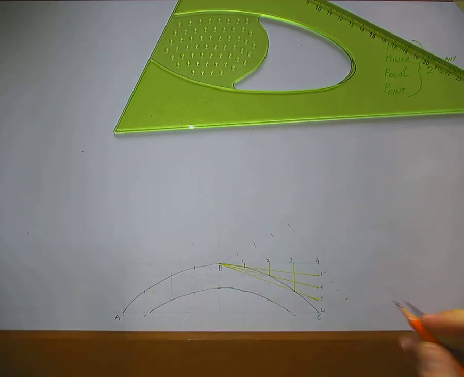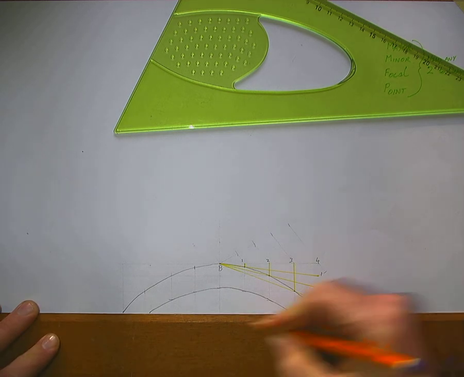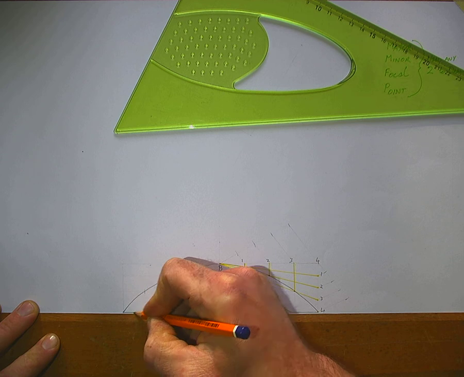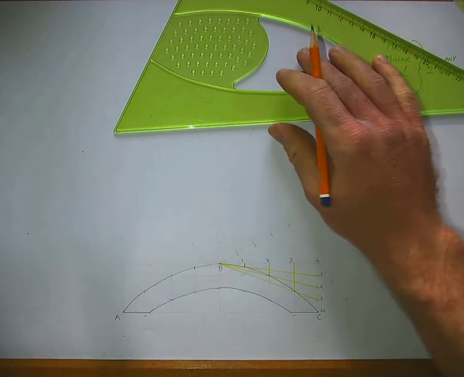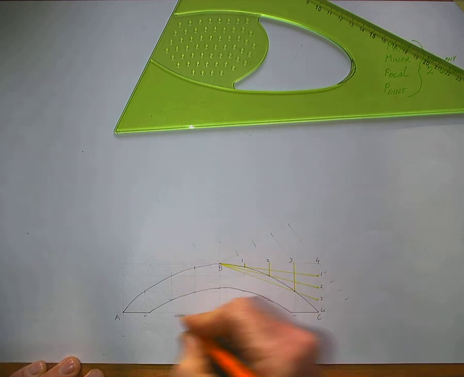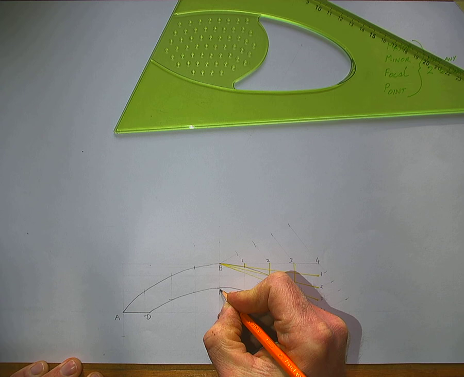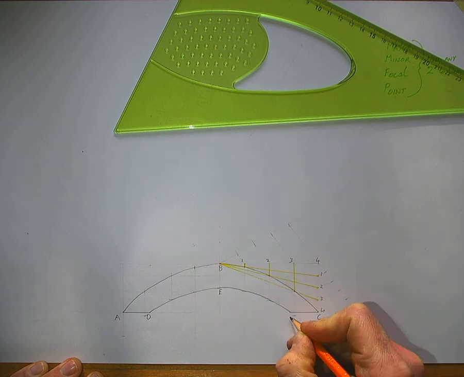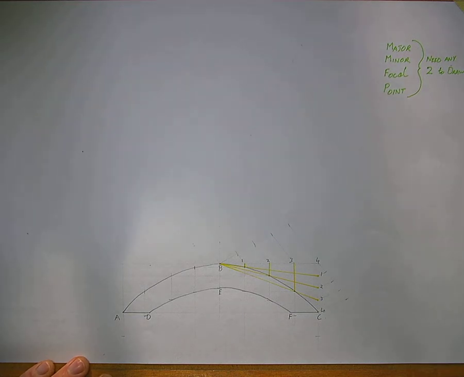Okay, and that's our parabola done. We can just join up the base parts there and there. So that is the part of the parabola there. That's D, E, and F. This is point D, this is point E, and this is point F here. So that's the first part of the question done.